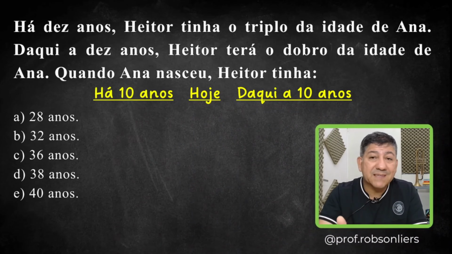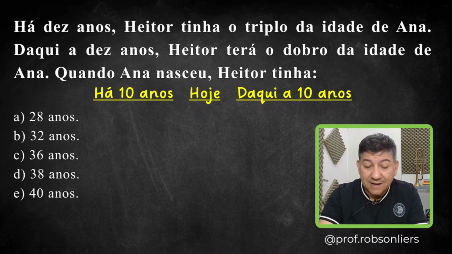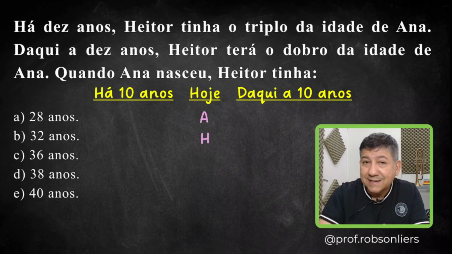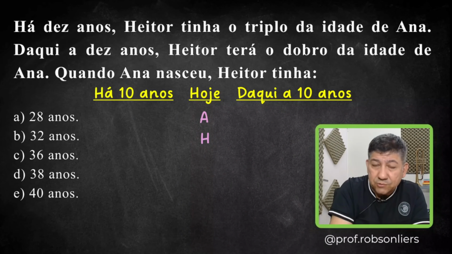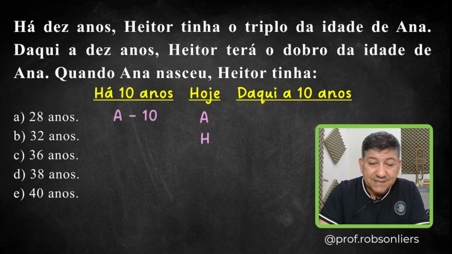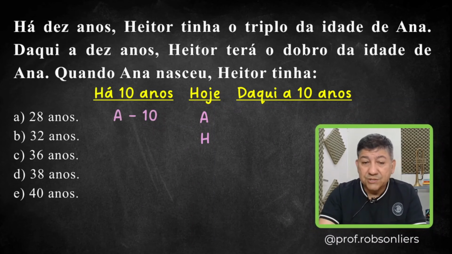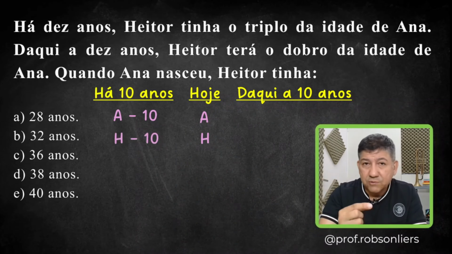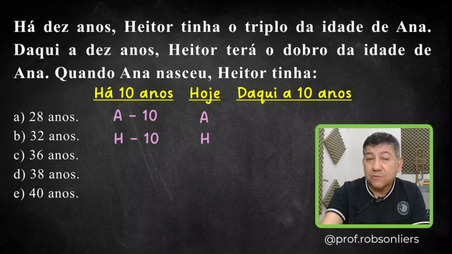Well, since we don't know Anna's age today, let's represent her age today as A. And we don't know Heitor's age either. Let's represent Heitor's age today as H. Well, in the past, 10 years ago, since Anna's age today is A, 10 years ago she was 10 years younger, so it would be A minus 10. In the same way, since Heitor's age today is H, 10 years ago he was 10 years younger. So he was H minus 10.